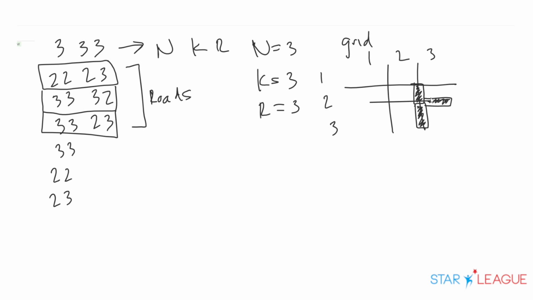Our last k lines will represent the cows' coordinates. We have a cow at 3, 3. Another one at 2, 2. And lastly at 2, 3.